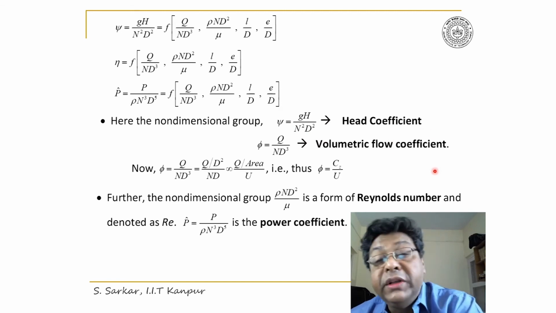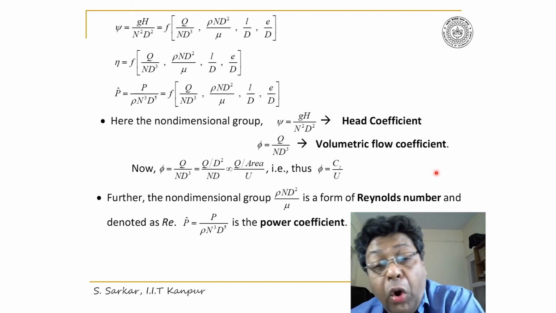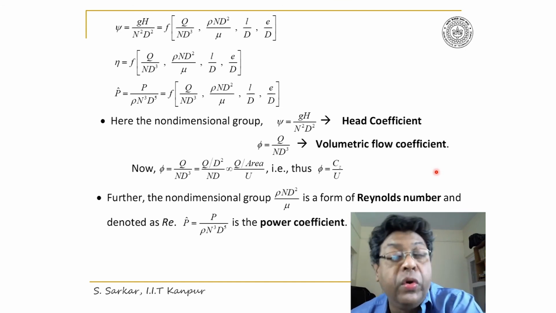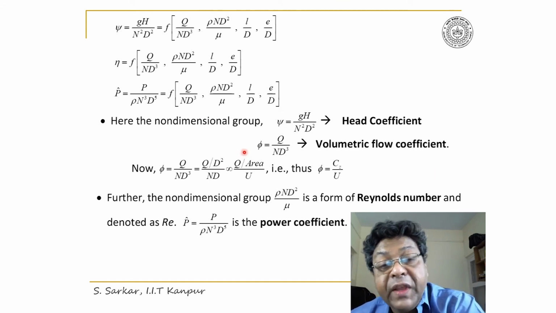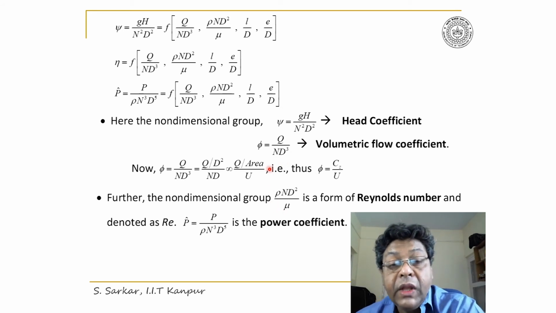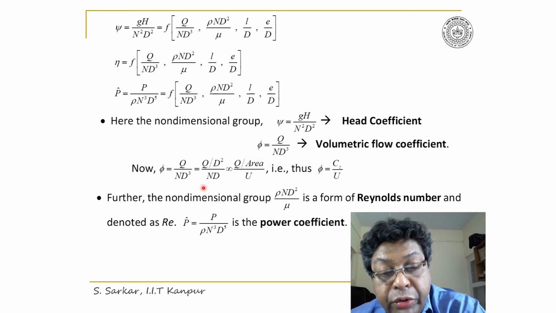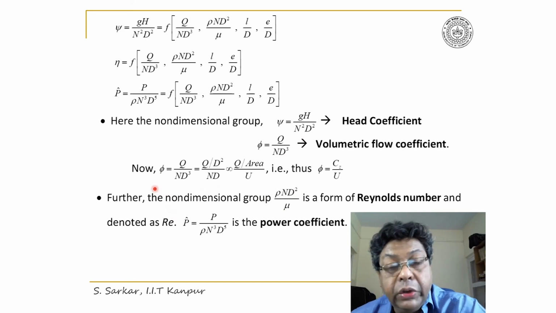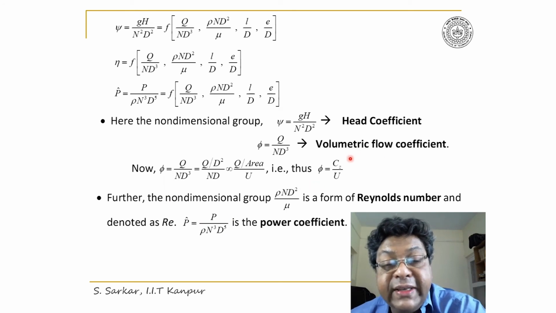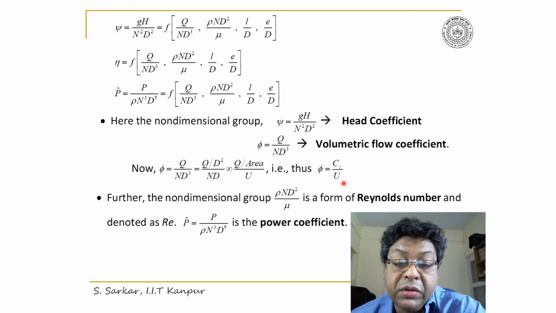Now similarly, what is the non-dimensional flow? That is the volumetric flow coefficient, defined by phi. Phi is equal to Q divided by N D cubed. Now phi, please follow the right of here. You will appreciate that phi can also be expressed as Cz divided by U. Cz is the meridional flow through the machine, which is connected to the volume flow rate Q.